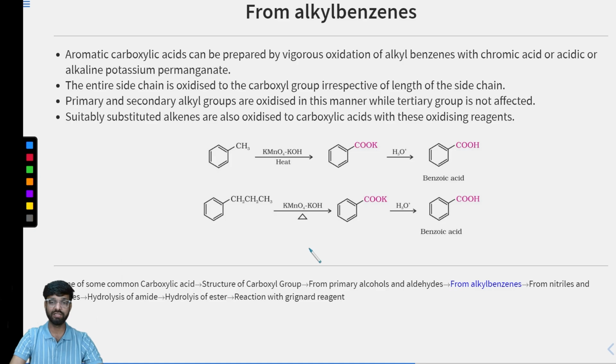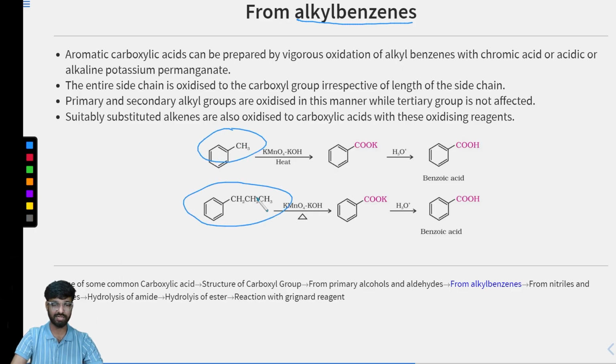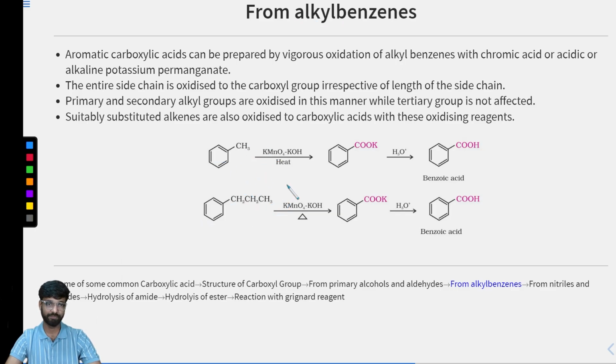This is a very interesting reaction. Why is it interesting? First of all, for the start of this reaction, you must be very careful about the terminology, that is alkyl benzene. So this is alkyl benzene. This is also alkyl benzene. This alkyl is attached to this benzene. Both of these are alkyl benzene. Now this alkyl benzene can be of any length.